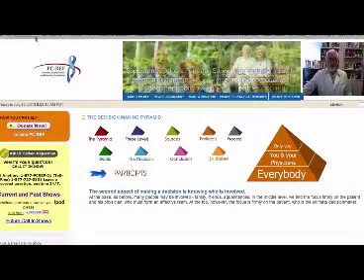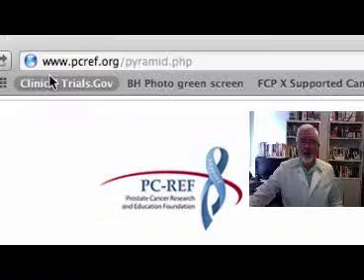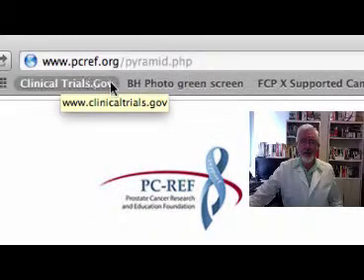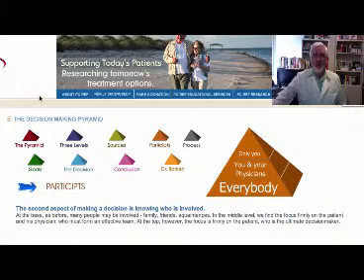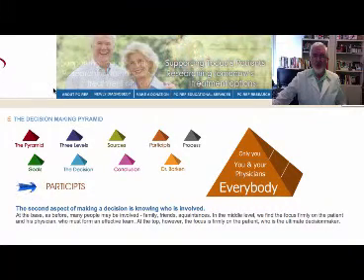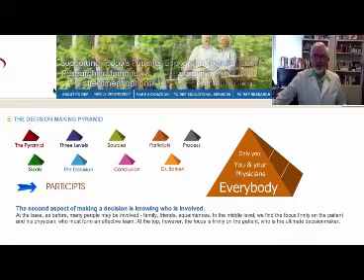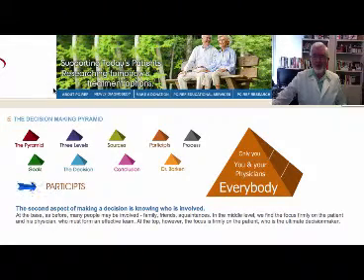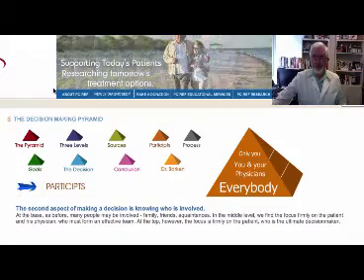Hello, I'm Dr. Israel Barken, the Medical Director of the Prostate Cancer Research and Education Foundation, and we are on the website, as you could see here, www.pcref.org, and I'm going to discuss the issue of decision-making and show you the model of decision-making as expressed by using an image of a pyramid.